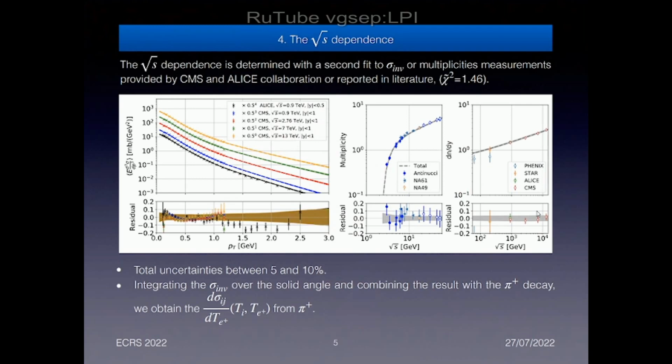And so now we have a complete model for the Lorentz invariant fully differential cross-section of the pion that we can integrate over the solid angle in order to obtain the dσ/dT for the pion. This quantity has to be convoluted with the probability of decay of a pion into a positron. So pions decay into muons, which decay into positrons, and for the first time in the literature in this field, we considered also the next-to-leading order correction of the muon decay into positron.